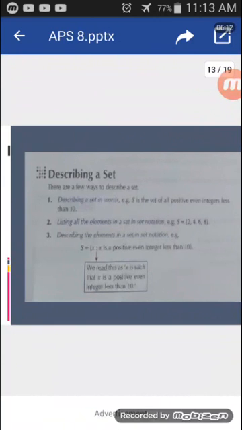Number 2 is listing the elements in the set in set notation. Number 3 is describing the elements in a set in set notation. For example, X such that X is a positive even integer less than 10.